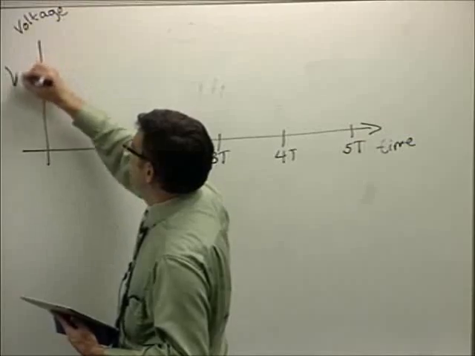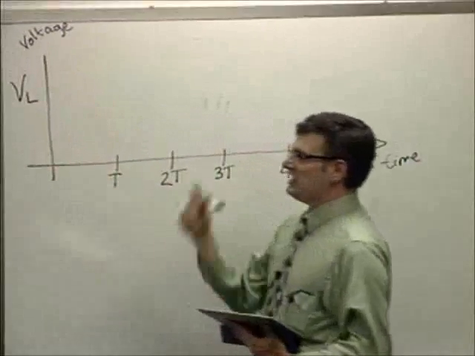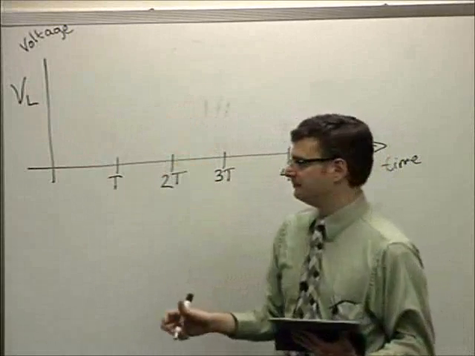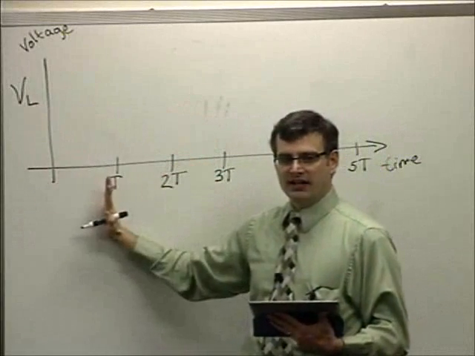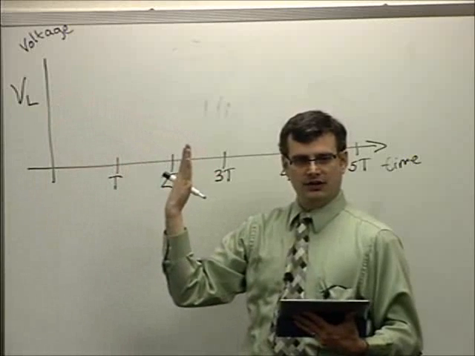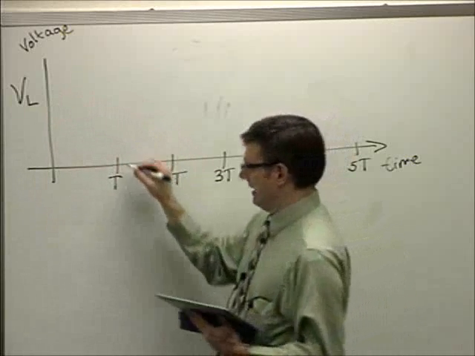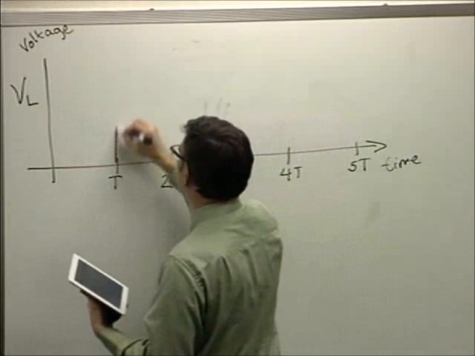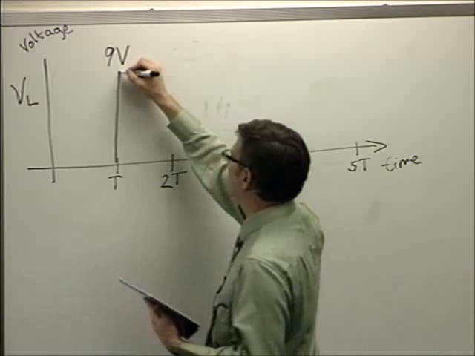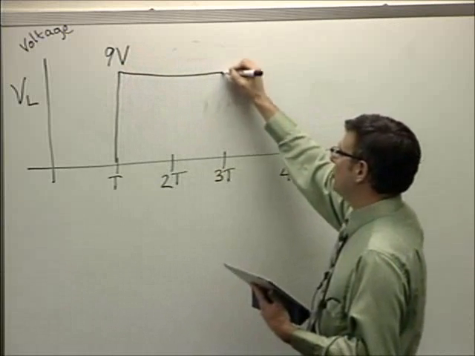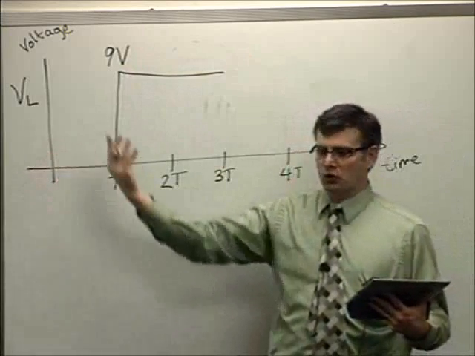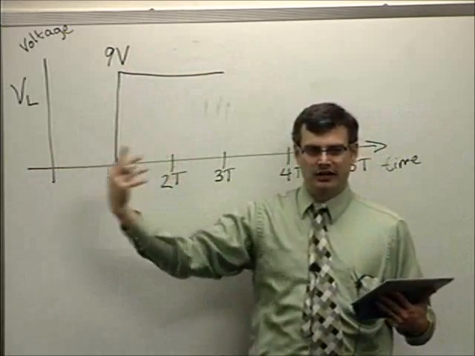if I graph V sub L, what I will see at time equals 0 when that source is flipped into the circuit, I'll have to wait one transit time, but a waveform is going to make it all the way down to the load side, and I'm going to see a jump up to the value of 9 volts, which will persist for 2 transit times. Why? Because a fraction of that 8-volt source is going to make it onto the line. It's going to propagate down.